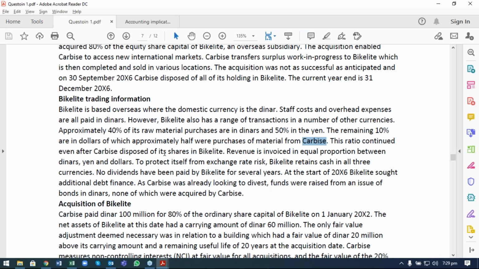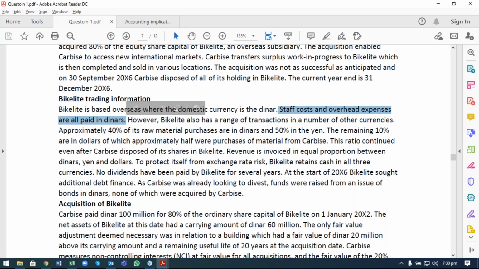As you can see here, even after the disposal of Backlight by Carbise, Backlight has maintained the same ratio of its sales revenue which it was making before the disposal. So revenue is invoiced in equal proportion between dollars, yen, and dinars, to protect itself from foreign exchange rates. There is one more thing, the cost that was associated: staff cost and overhead expenses are all paid in dinars.